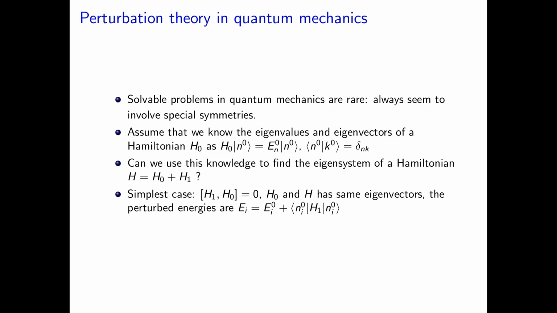And then obviously the perturbed energies, if you take the equation of H and apply the bra on the other side, you will get E_i equal to E_i naught plus <n_i naught|H1|n_i naught>, the matrix elements of H1 in this eigenbasis, which is trivial because it is also the eigenbasis of H1. But in most problems that will not be the case, and that is where you have to come up with some clever technique, which is what we will learn.